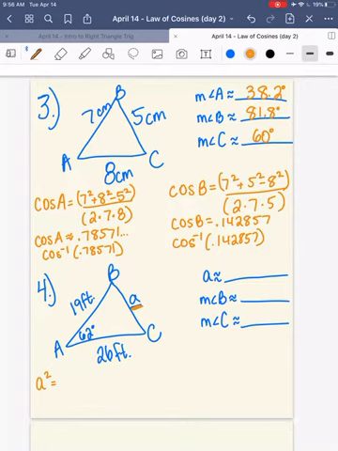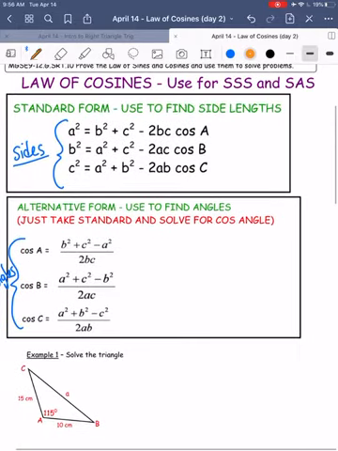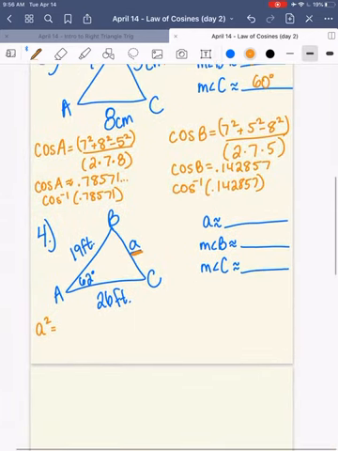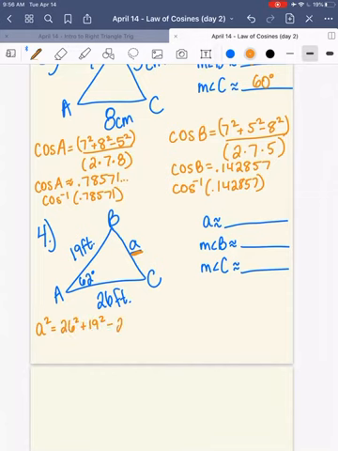So it goes like this. A squared equals, and if you go back to the formula here, we're going to use this formula because it's A squared. We're going to start with B squared plus C squared, minus 2 times, and it's those same numbers again, just not squared, and then cosine of that angle in the middle.